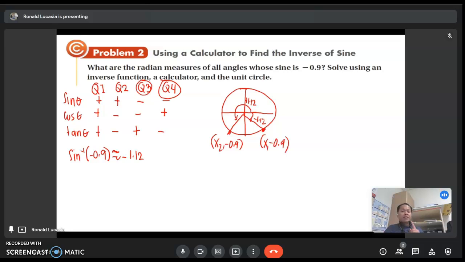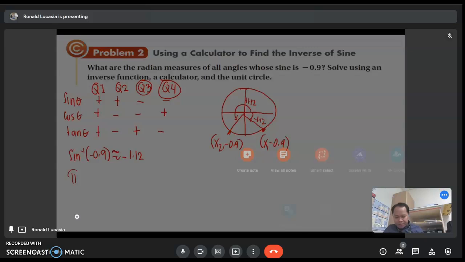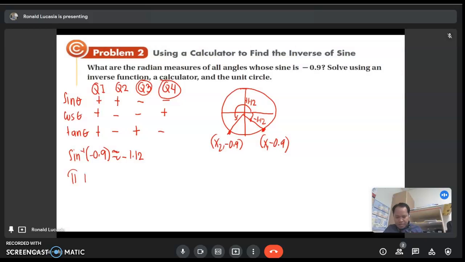Okay, since sine is also negative in the third quadrant, then I would have here pi plus 1.12, that is approximately 4.26, is another solution. The value of pi is 3.14.